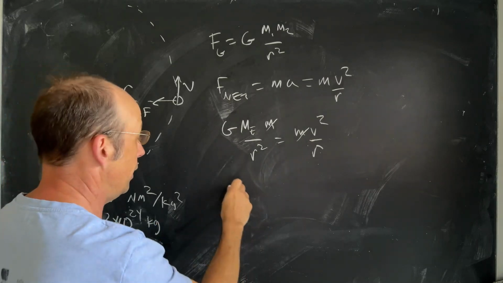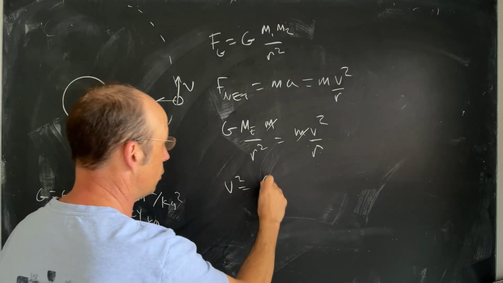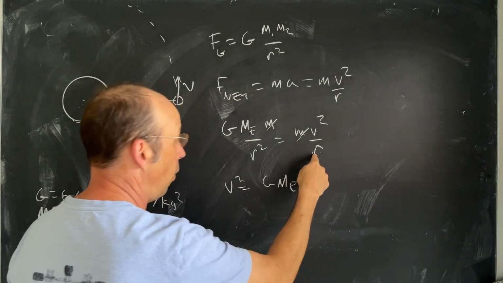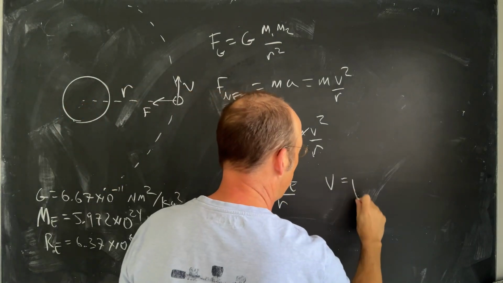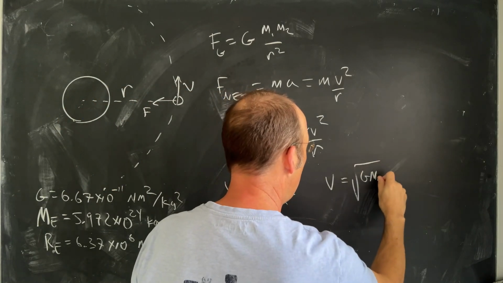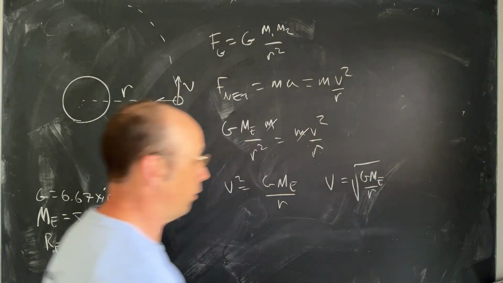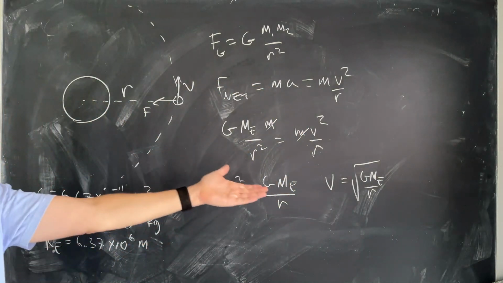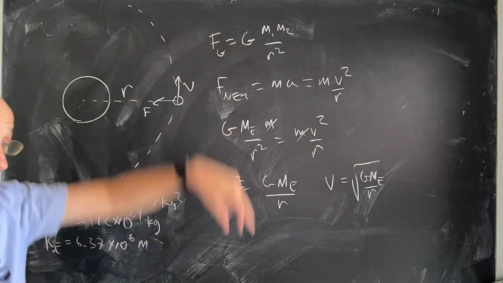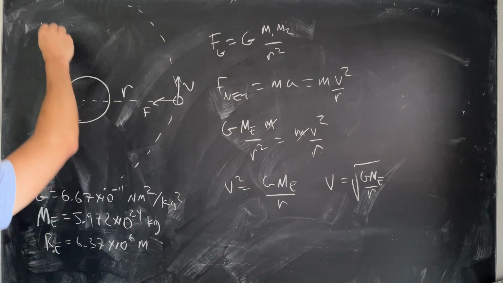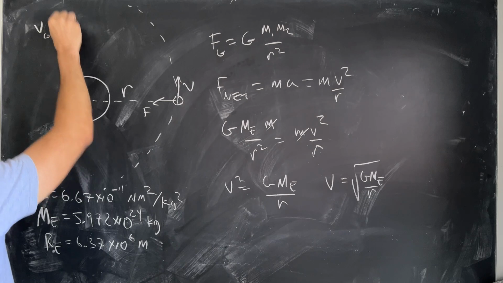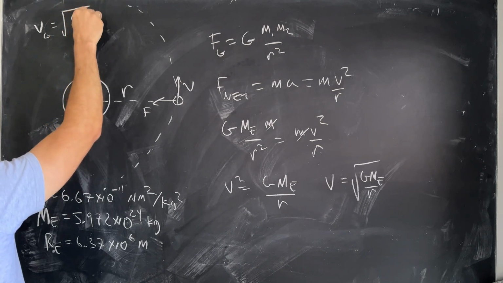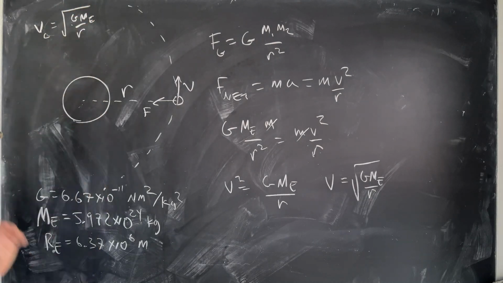I'm going to solve for v squared. v squared equals G mass of the Earth over r. So v, the velocity for circular orbits, is the square root of G M_E over r. So I can pick a value for r, I can find out the initial velocity, and it'll move in a circular orbit. Let's just write that over here because we're going to need it later. I'll call it v circular: the square root of G M_E over r.